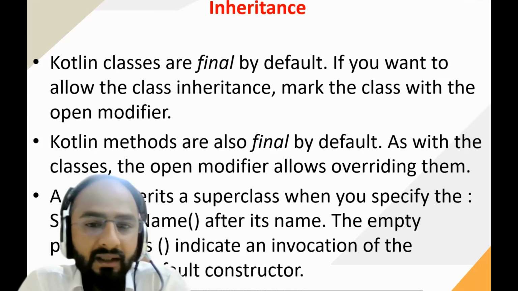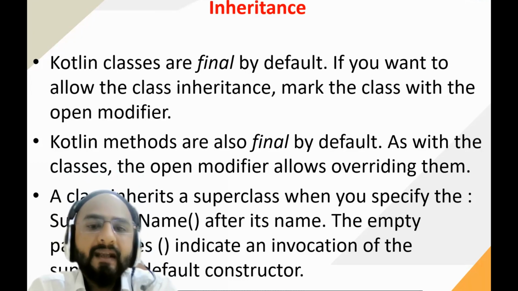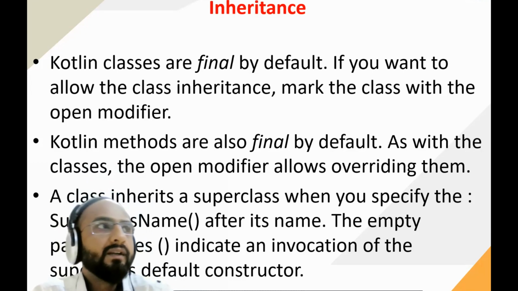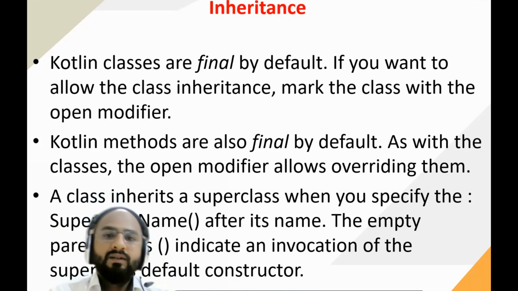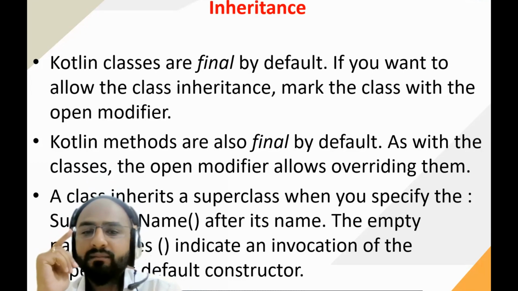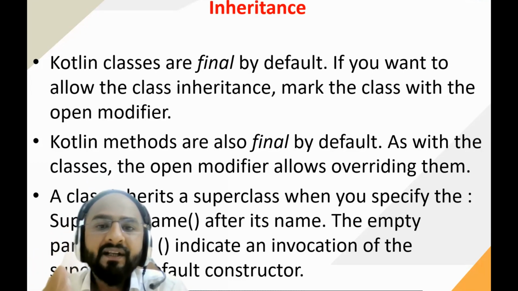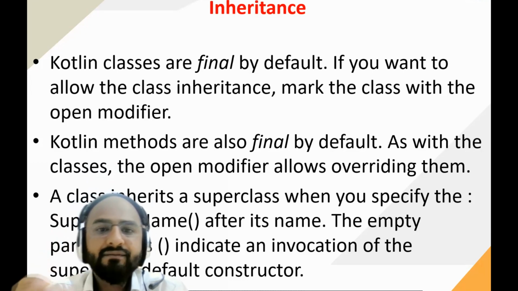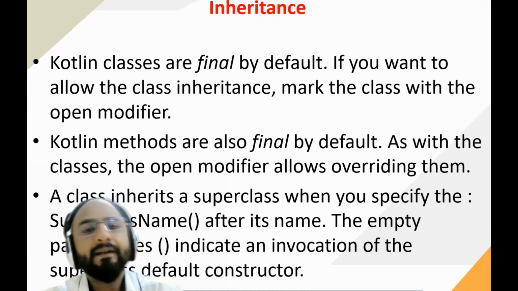Now, let's understand this. Suppose you have created a super class and the super class will be a final class by default. Now you need to inherit all the properties and methods into the child class. So what is the meaning of a final class? Final class means it is preventing inheritance. If you create a class with final, this class cannot be inherited.